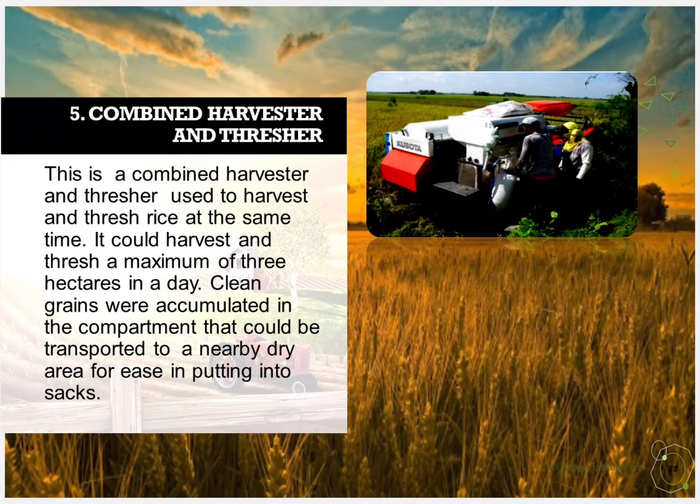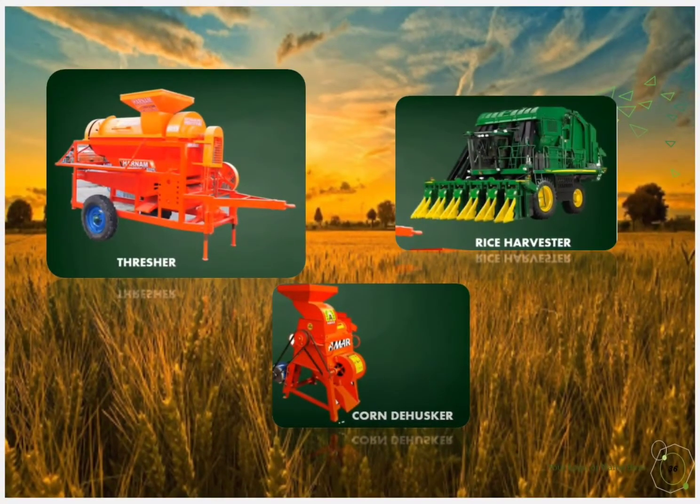Imagine if we still do manual harvesting. It may obviously consume a lot of our time and effort, but with the help and with the use of these modern farm equipment, we can now easily harvest our crops with ease and convenience. We have here the thresher, the rice harvester, and also the corn dehusser that are very useful for farmers nowadays.